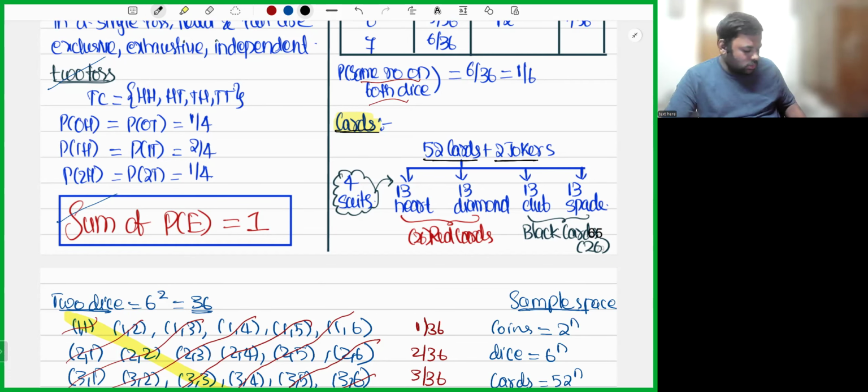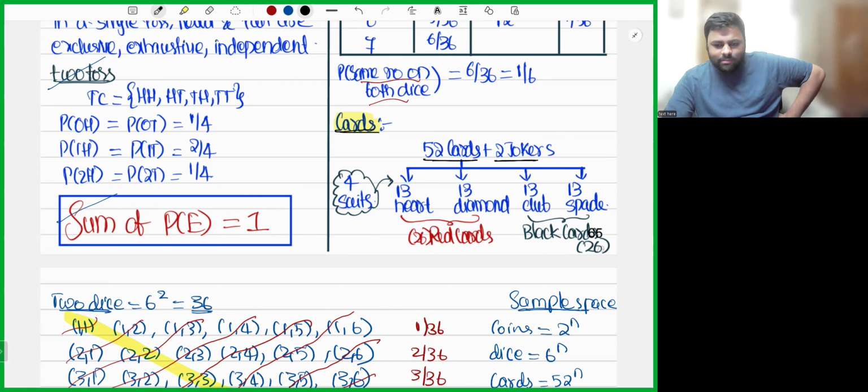If not, total cases will always be 52. Whenever we play any game, we keep the jokers aside and play unless they are included. These 52 cards are divided into 4 suits. A suit means a pack of 13 cards: 13 hearts, 13 diamonds, 13 clubs, and 13 spades.